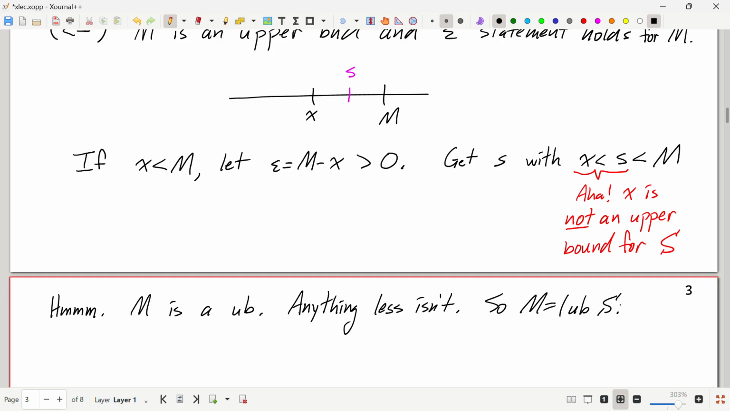Questions about anything? Yeah. So m is an upper bound and anything less than it isn't. So we can determine m is the least upper bound. But why is that? Oh, we assumed that it was an upper bound. We assume that, and that's how we get that it is the least upper bound. Because if you take any number less than m, it's not an upper bound. So if you look at all the upper bounds, there's nothing to the left of m. So m is the least. That's what it means to be the least. There's nothing smaller.